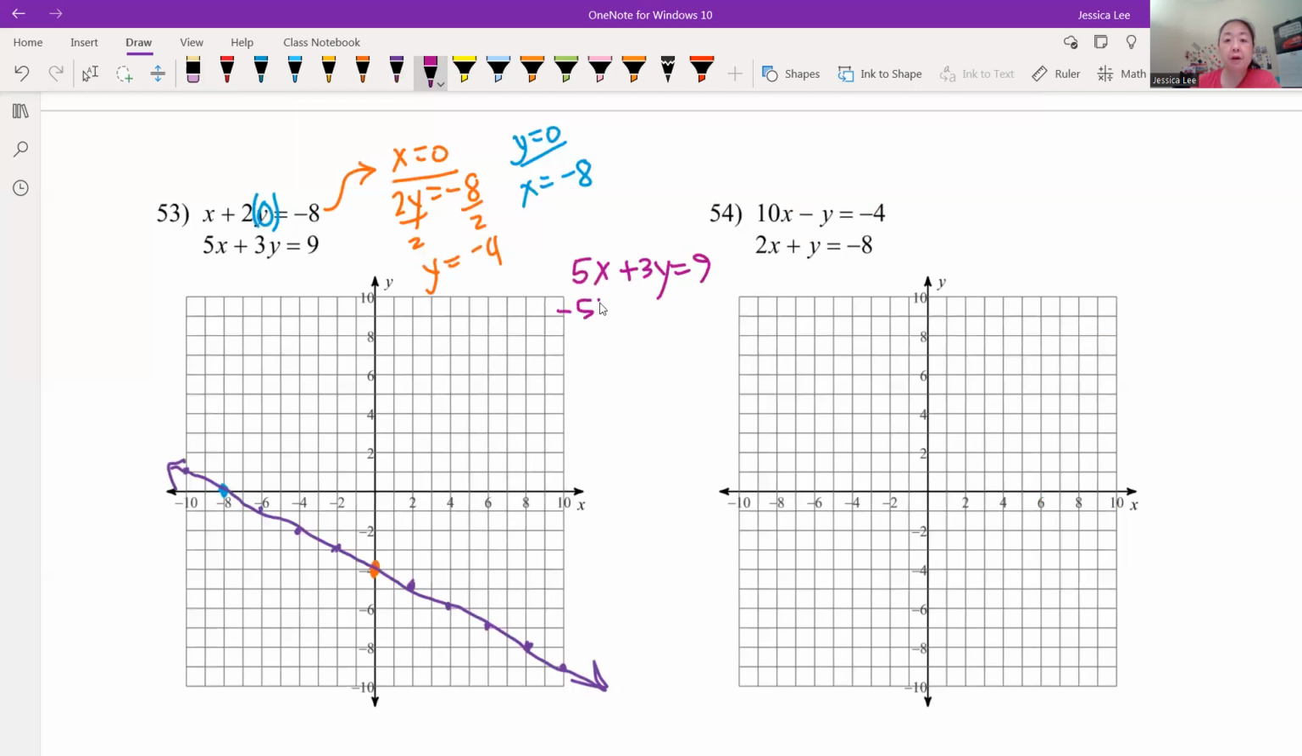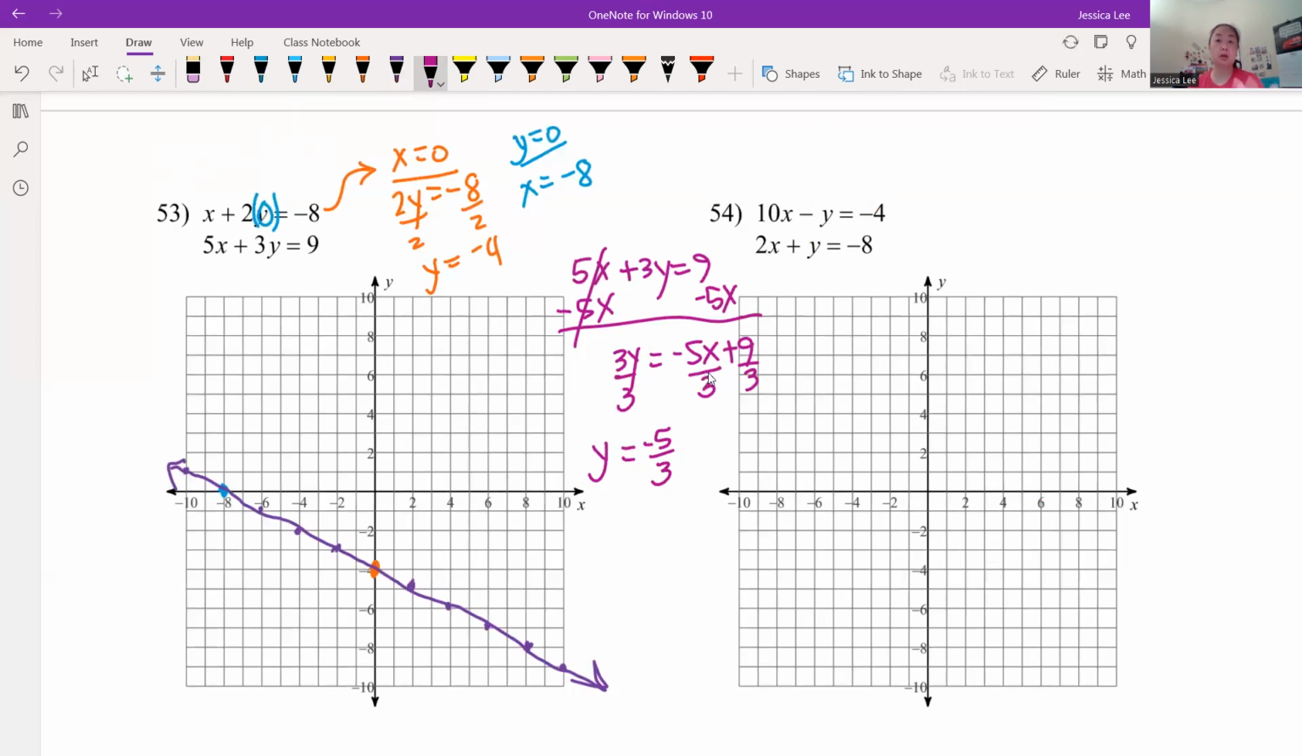So again, we're going to subtract 5x on both sides. We want to solve for y here. We get 3y is equal to -5x plus 9. And then we're going to divide everything by 3. We get y equals -5/3 x plus 3.